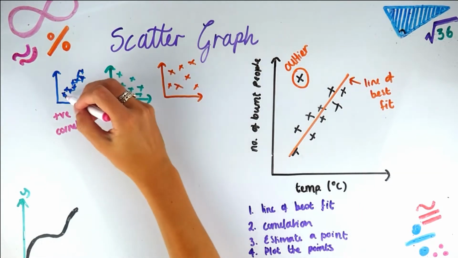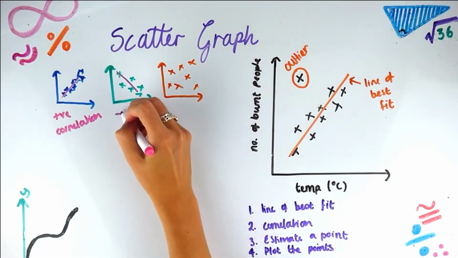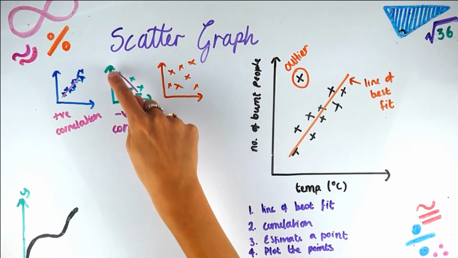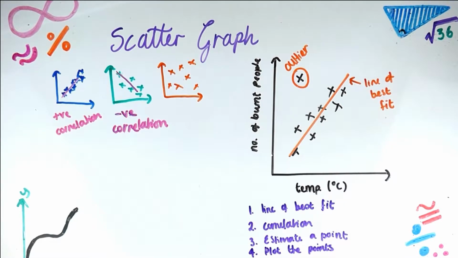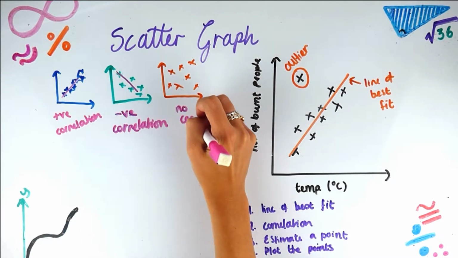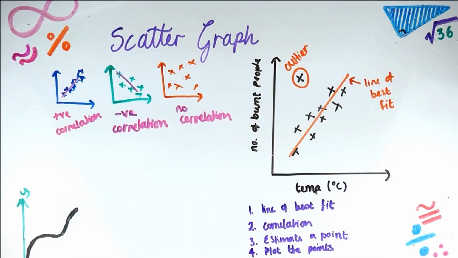In the green one, the line of best fit is going this way, so that means we have negative correlation. As you can see, as one goes up, the other one is going down, so it's the opposite relation. And then this one here, we have no correlation because they're just randomly placed. There's no real trend going on there, so that's no correlation.